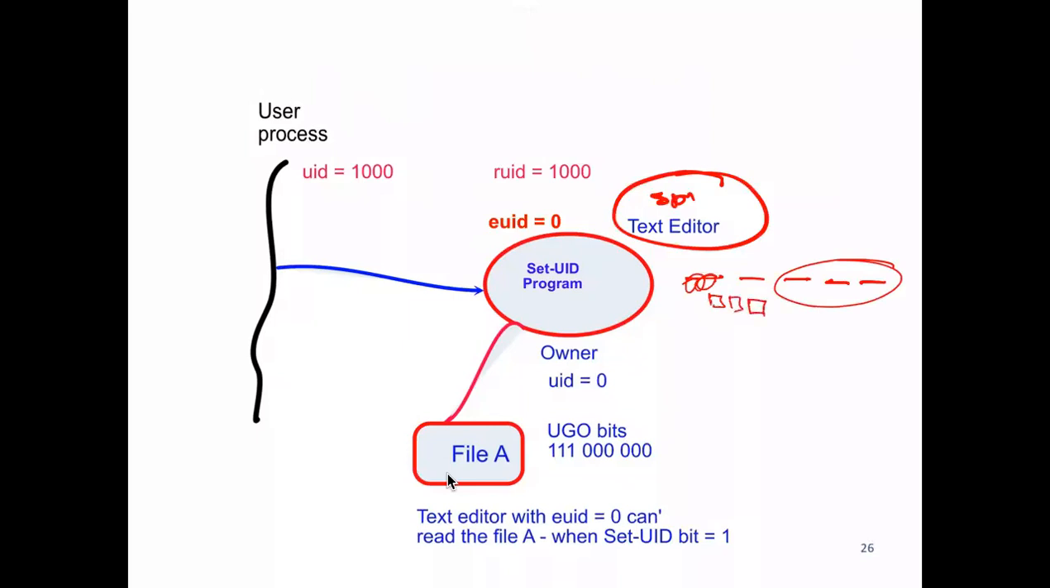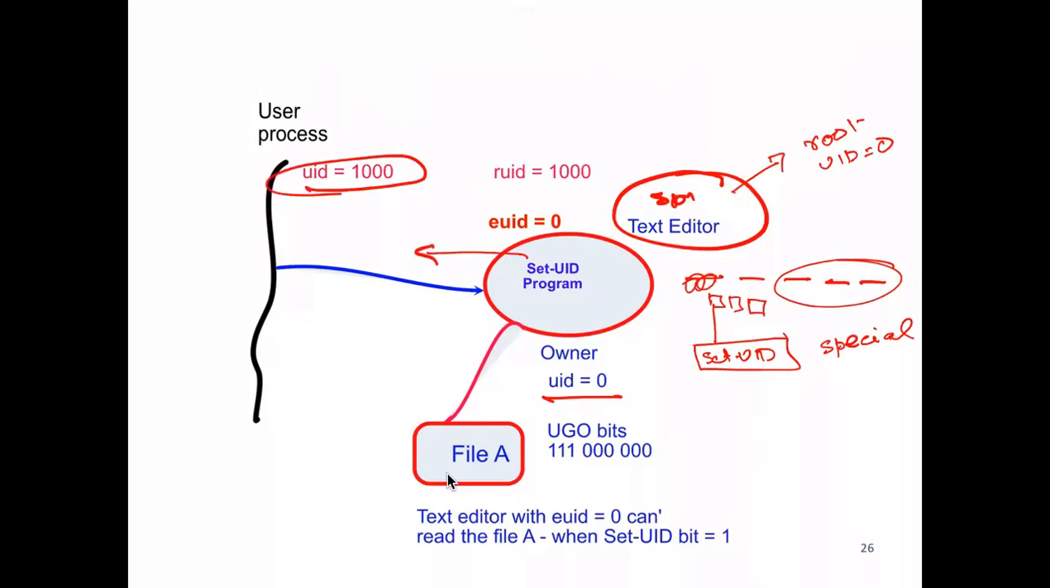Now if you set the first bit of that, which is the set UID bit, then this becomes a special program. Special, right? Special in what sense? Who is the owner of this text editor? The owner of the text editor is, for example, root, with UID equal to 0. Now who is the user of this? The user of this is UID, say, for example, I am.